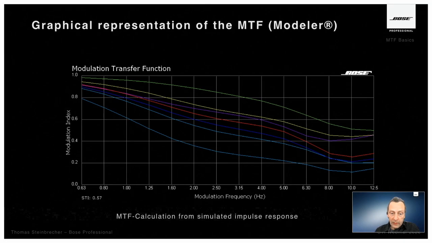So here you can see a typical result, how it's predicted in Modeler, where you see the modulation transfer function for all 7 octave bands in one single image. And the octave bands are color coded. So this was a simulated impulse response.